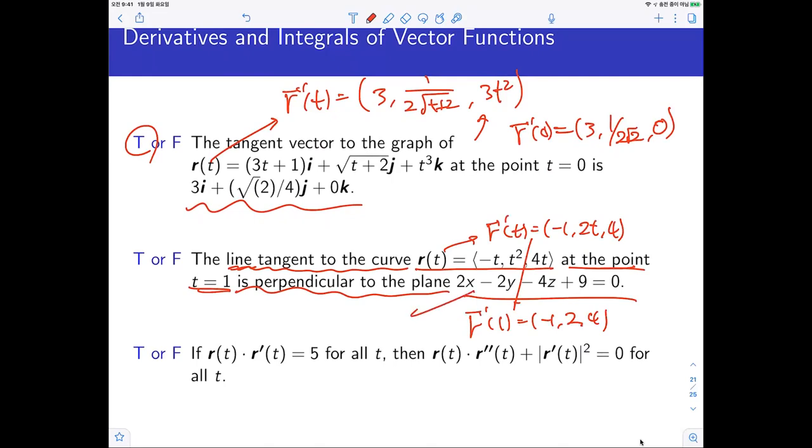We know how to get the normal vector from the equation of the plane. This is (2, -2, -4), just from the coefficients of x, y, and z. So this normal vector n and r'(1) are not parallel. So this is false.